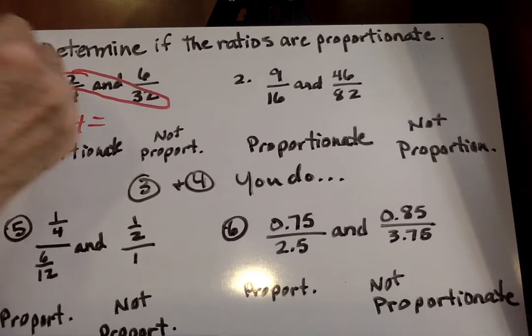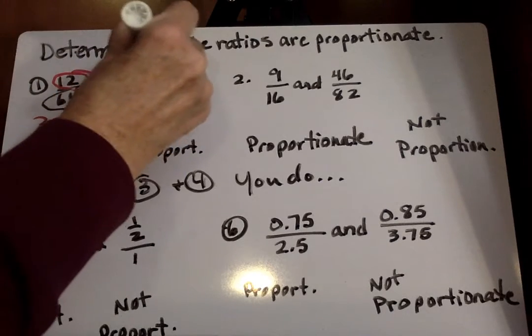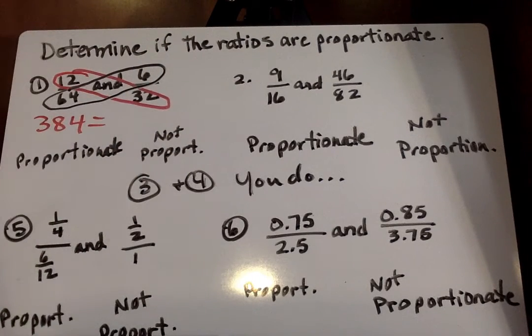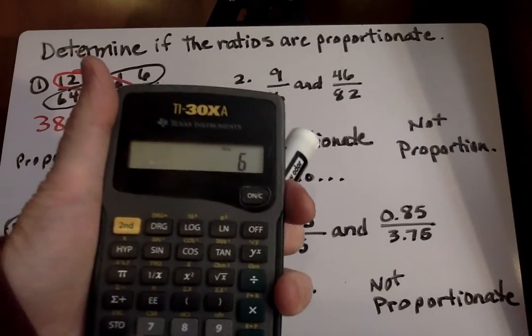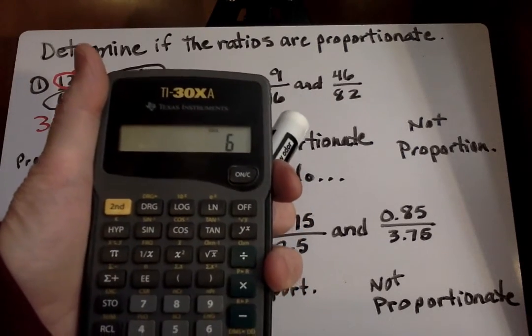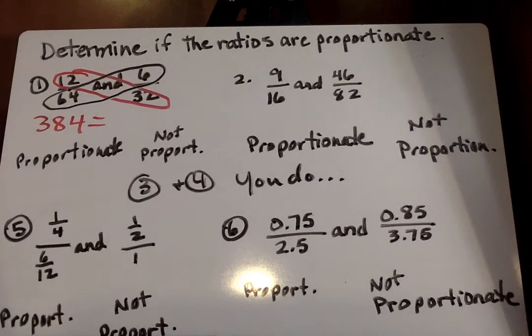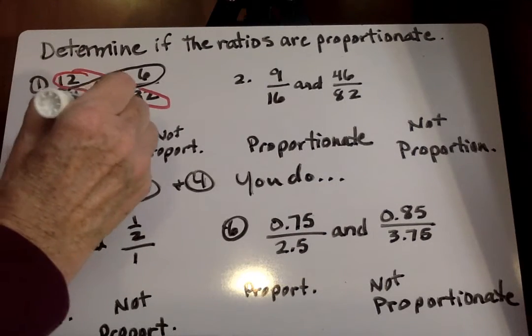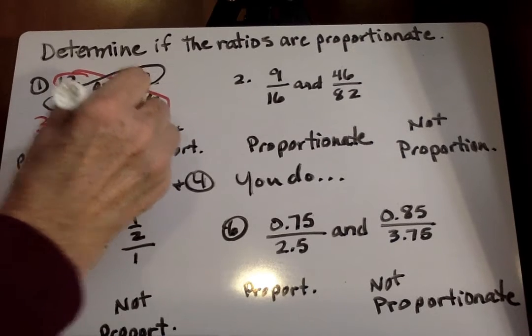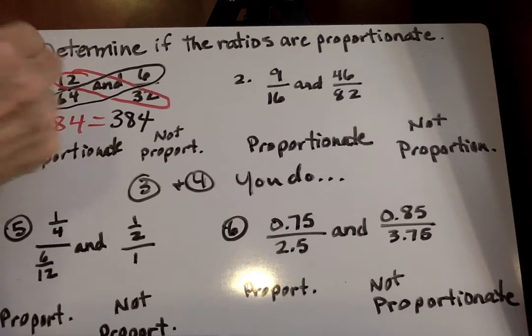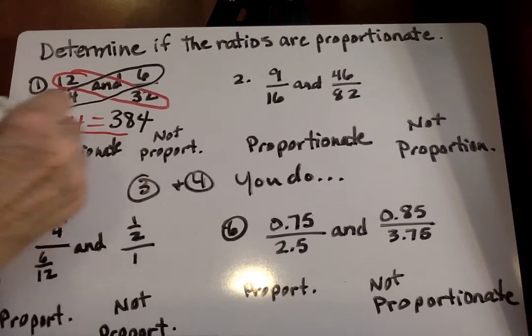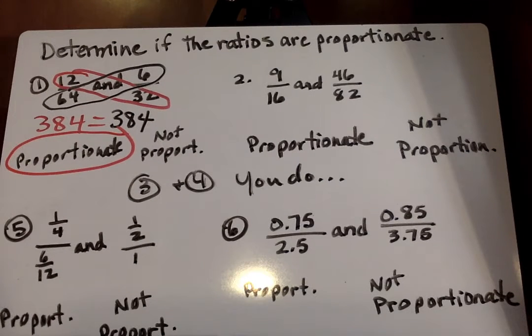Then I take my second one, 64 and 6. So I take 64 times 6, 384. So if I get both answers the same, then I can say that these two, 12 over 64 and 6 over 32, are proportionate. Okay, then we go on to the next one.